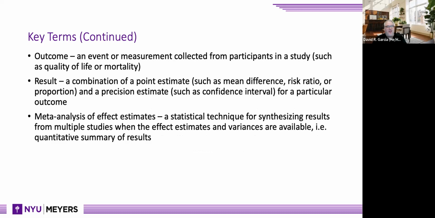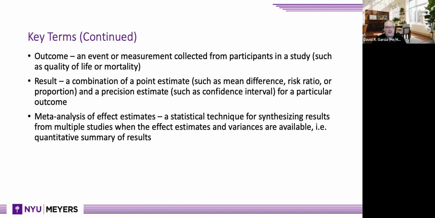For your outcome, an outcome is an event or measurement collected from participants in a study, such as quality of life or mortality. And then you have your results, which are a combination of point estimates, such as mean difference, risk ratio, or proportions. And then you have your precision estimate, which is like your confidence interval for each particular outcome.